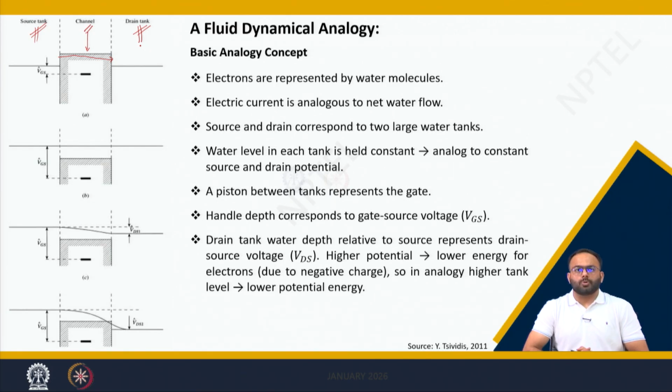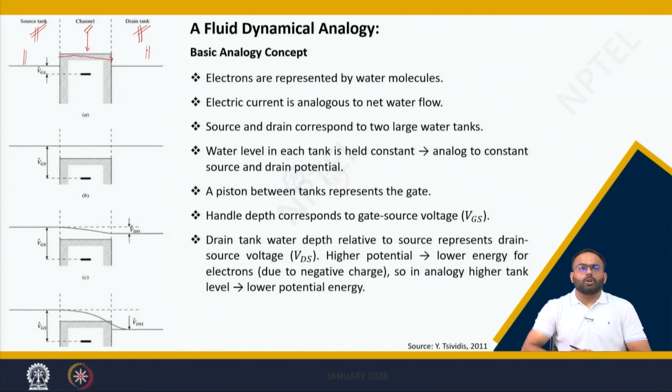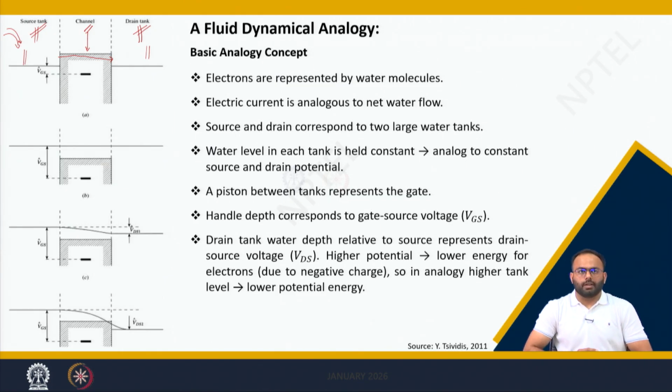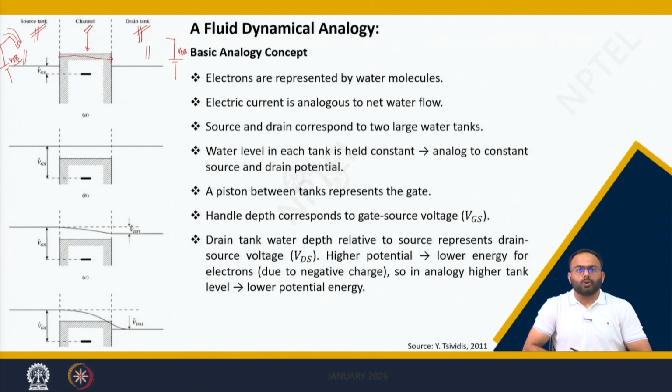Source and drain correspond to two large water tanks. We will ensure that even if the water flows, the water at the source and the drain tank will not be empty. In the sense, by some external means we will provide the water and maintain a constant level. This is analogous to the applied batteries or applied voltages VDB and VSB, which ensures that even if the current flows, this battery remains the same.